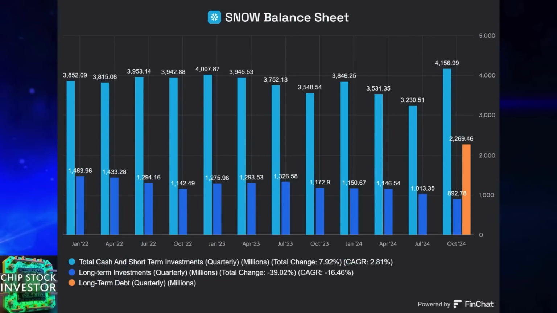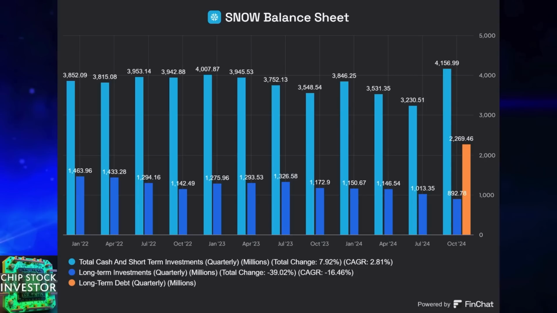Ultimately, the point is Snowflake is having to shell out a lot of cash right now to get the business into an AI era shape. The balance sheet for Snowflake is in good condition. You can see that they have a fantastic cash balance, over $4 billion, but they do have that debt now.